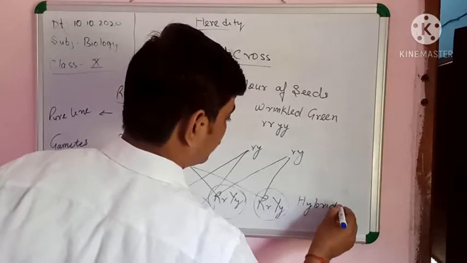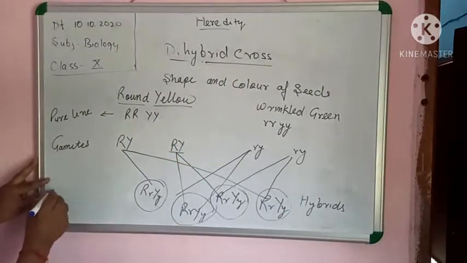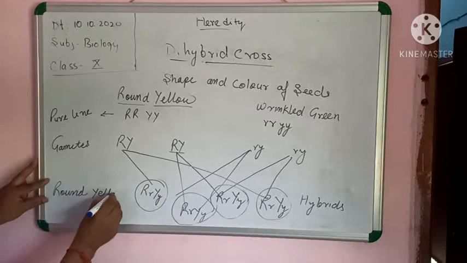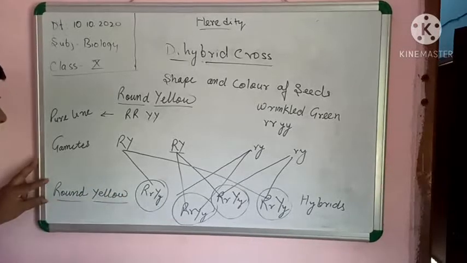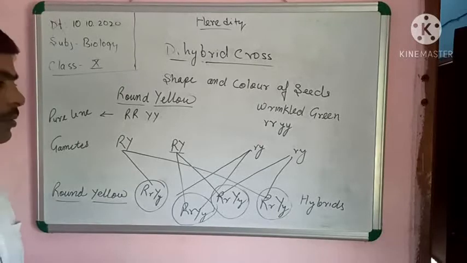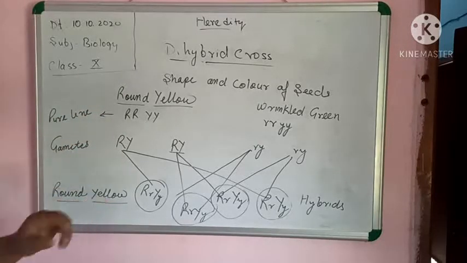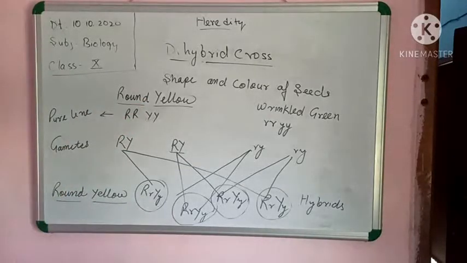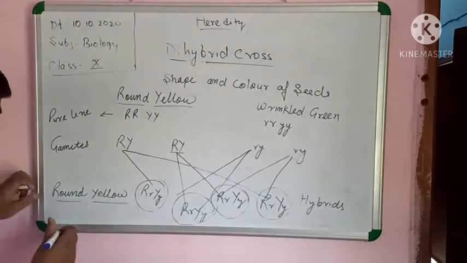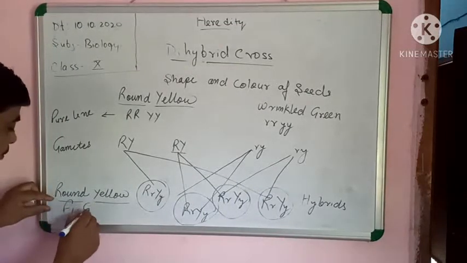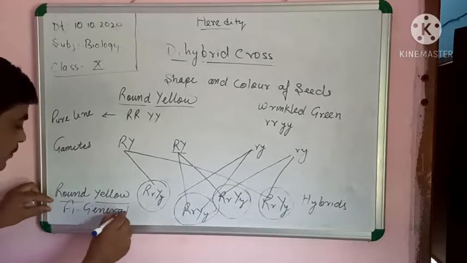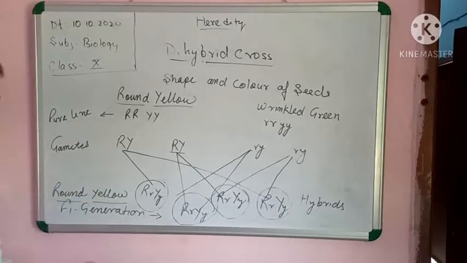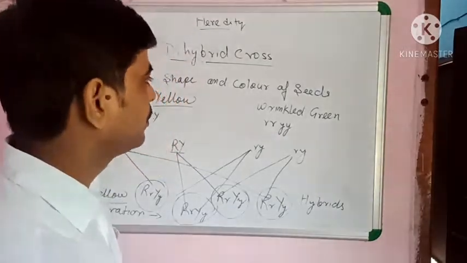What are they? Hybrids. And their phenotype is round yellow. This is the phenotype. This is the dihybrid cross. Here we are considering two characters. Now this is same for the monohybrid as well as dihybrid also. And this is the F1 generation, first filial generation, in monohybrid as well as in dihybrid.